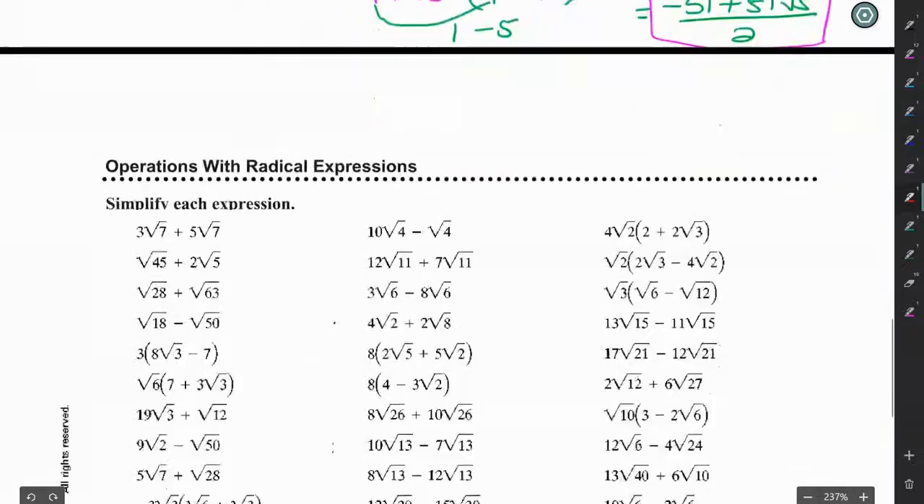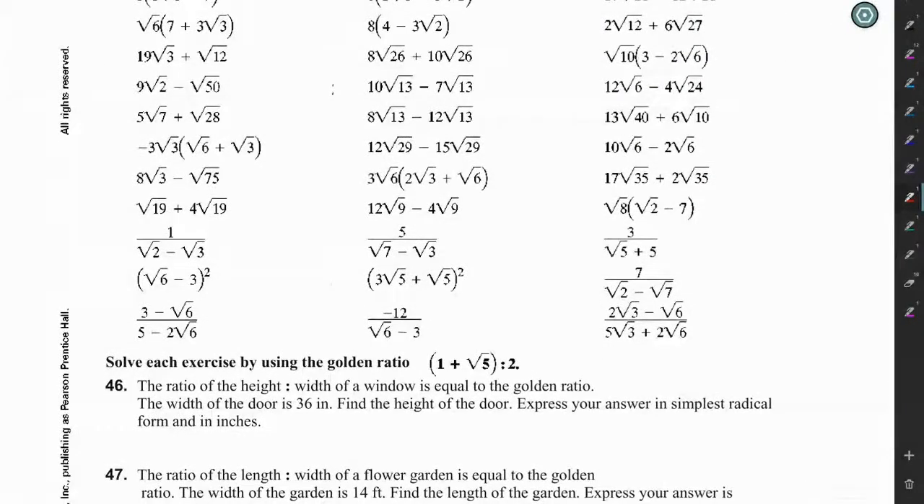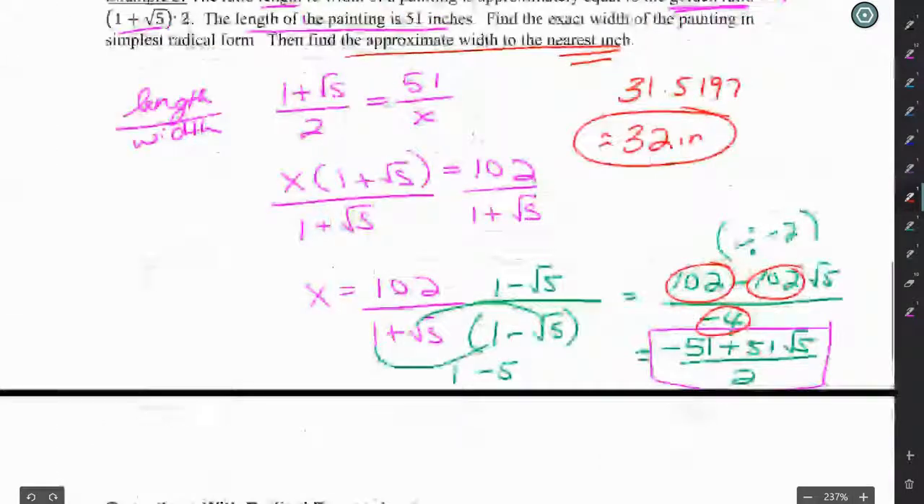This next page is a whole bunch of practice that we may or may not do together, but if you would like to work on some of these on your own, you are more than welcome to.